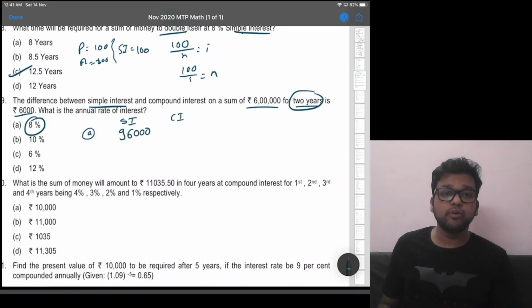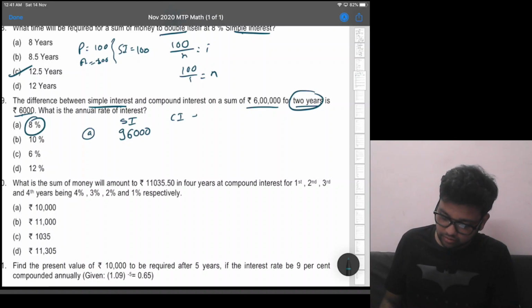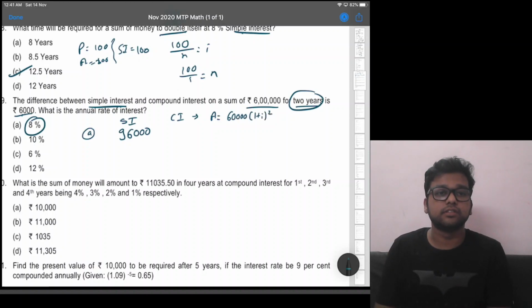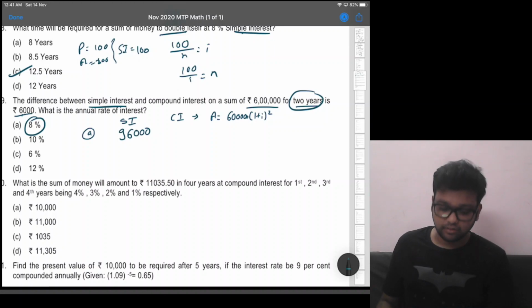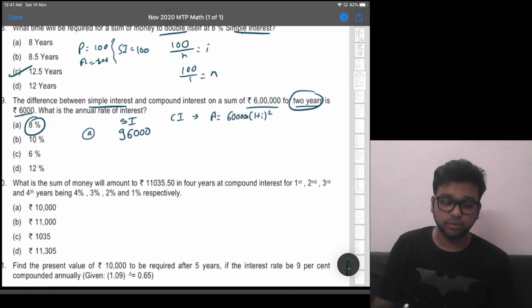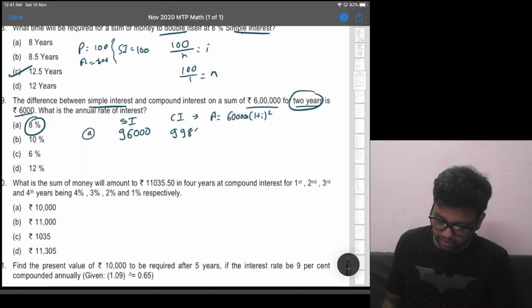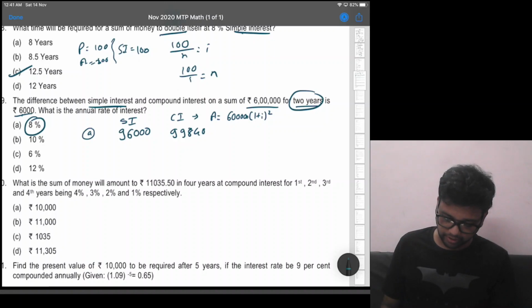And compound interest will be what? Here we'll have to calculate amount first. How do we calculate amount? P, that is 6 lakhs into 1 plus I raised to 2, because 2 years. So 1.08 square into 6 lakhs. And this gives us amount minus principal, that is 6 lakhs. So interest should be 99,840. So obviously the difference is not 6,000. You should not even write that, skip it.